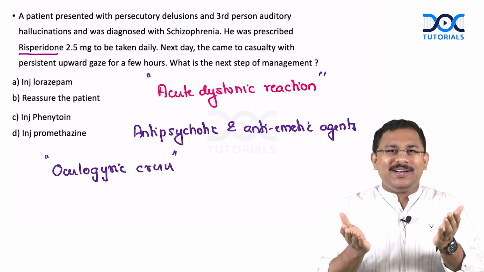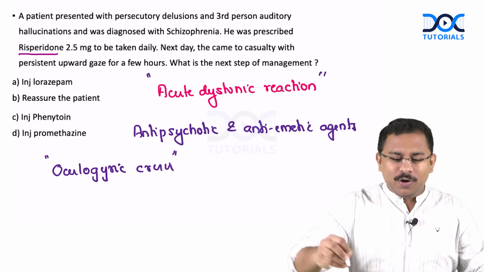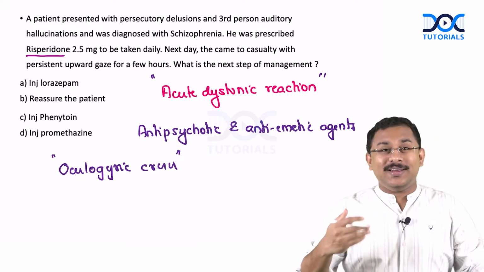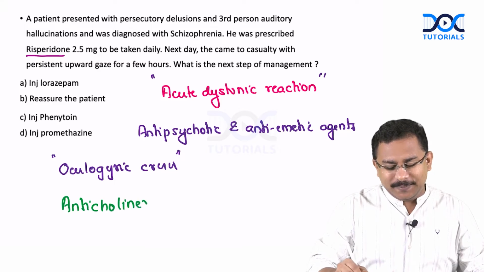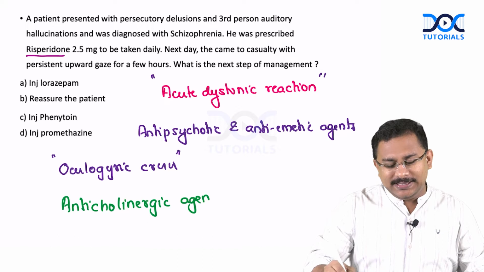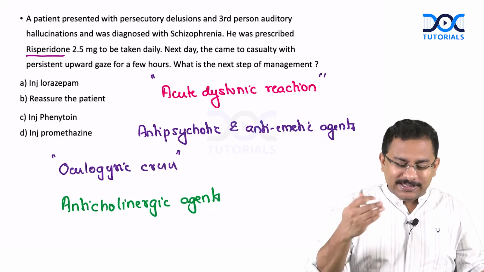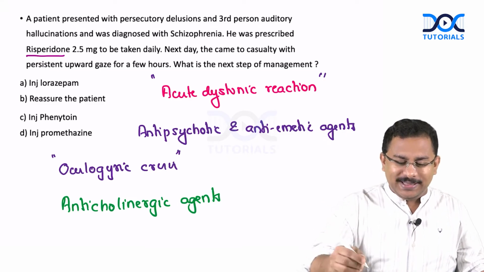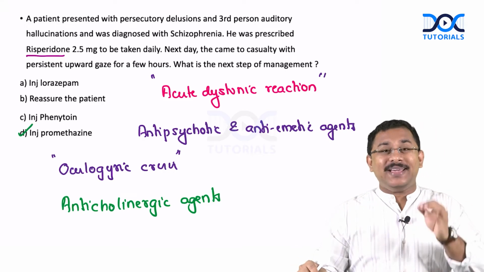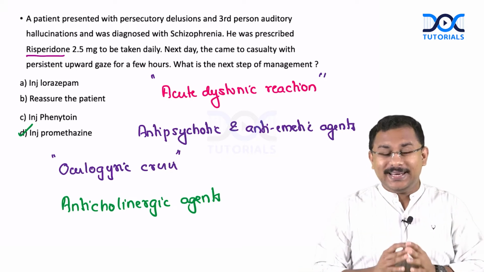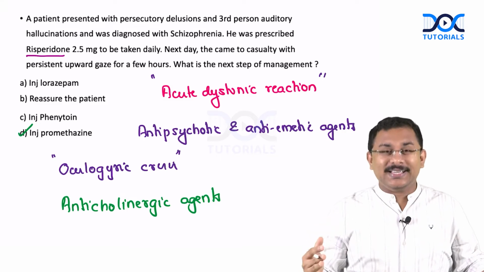So I've already told you about the dopaminergic cholinergic imbalance. So in the management of this acute dystonic reaction, what you commonly give is anticholinergic agents. They are going to come to the rescue. Out of the options, you see injection lorazepam, reassuring, phenytoin, promethazine. The answer is going to be promethazine. Though it is an antihistamine, it also has anticholinergic action. Hence, in this patient, you can use injection promethazine.